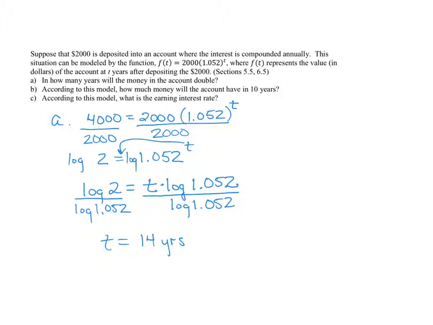Okay, for part B, it says, according to the model, how much money will the account have in 10 years? So for B, we're wanting to know the amount of money, so we have f of 10. 10 is a t value. So we are looking for when t is equal to 10. So we get 2,000 times 1.052 raised to the 10th power.